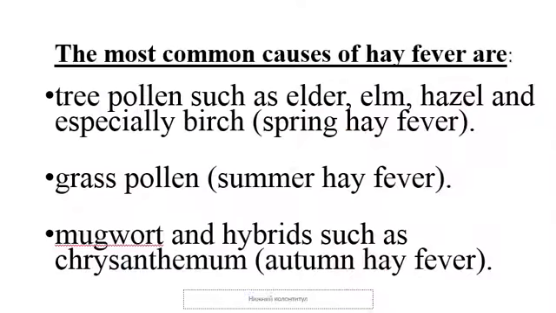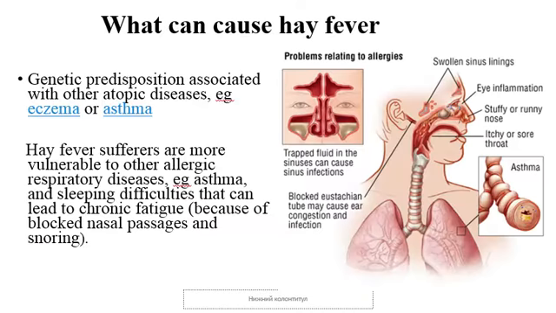The most common causes of hay fever are tree pollens such as alder and hazel, and especially birch. It happens during the spring, and we call this spring hay fever. Grass pollen is the etiological factor of summer hay fever. Weeds and hybrids such as chrysanthemum are active during the autumn. What can cause hay fever?